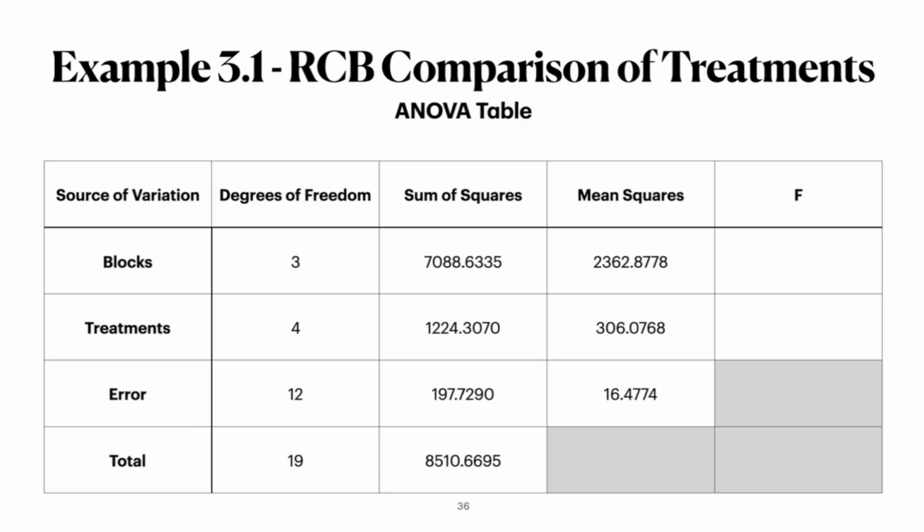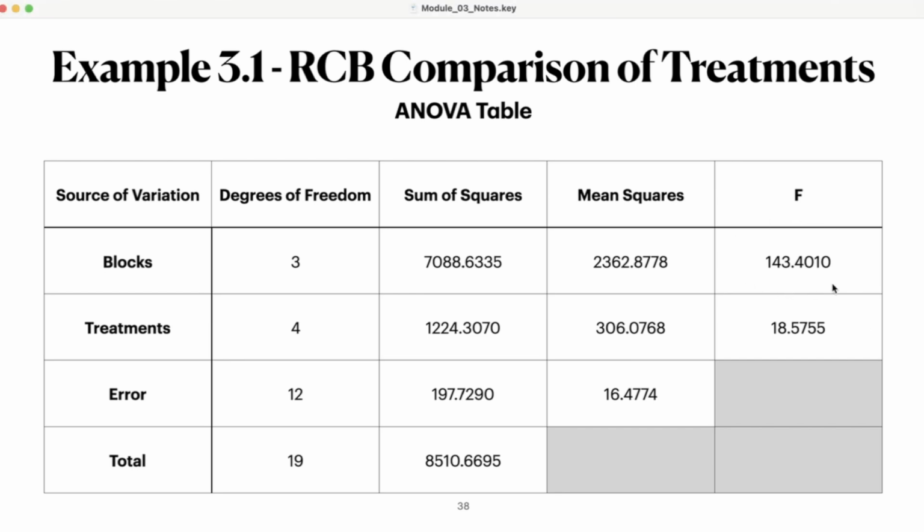Once we have these mean squares, we obtain the F statistic corresponding to blocks and the F statistic corresponding to treatments by dividing their mean squares by the mean square error. We're not too interested in the F statistic for blocks at this point. But the primary focus is the F statistic for treatments, which we use to test the null hypothesis that there is no difference between the 5 treatment means.